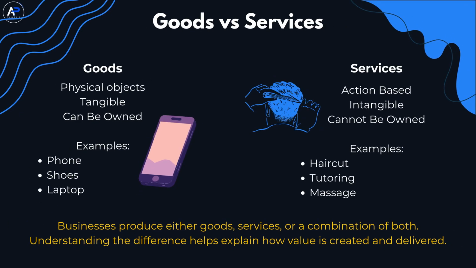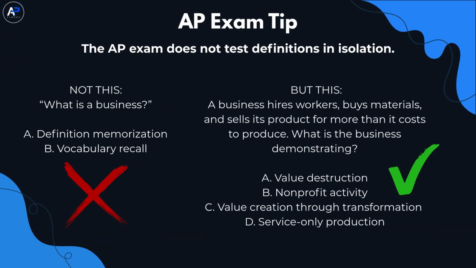Now let's talk about the difference between goods and services. Businesses provide goods, services, or a combination of both. Goods are the physical products that customers can own, like iPhones, shoes, or laptops. Services are activities performed for customers such as tutoring, haircuts, or streaming subscriptions. In reality, many businesses combine both. For example, Apple sells physical products like iPhones, but it also provides services such as Apple Music, iCloud, and Apple Care.